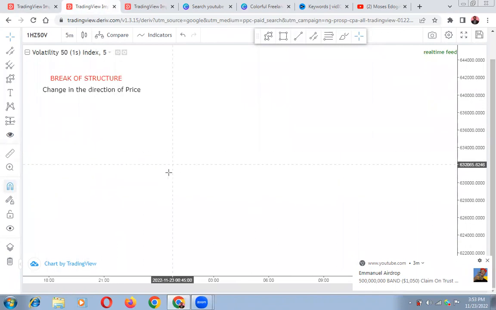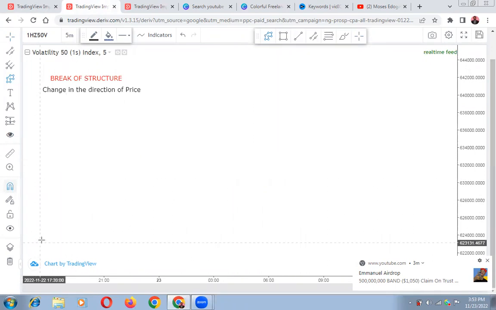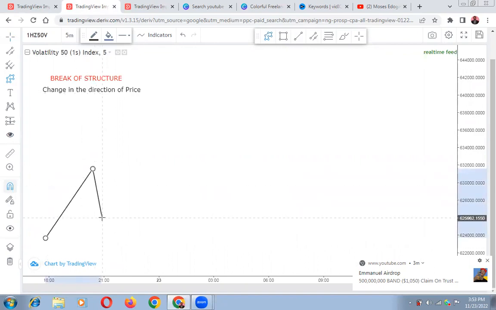So let's look at how to identify them. Item number 4, how to identify a break of structure. I'm not just going to do a lot of writing this time. Let's just go like this. We have a series of higher highs, higher lows, another higher high, another higher low.